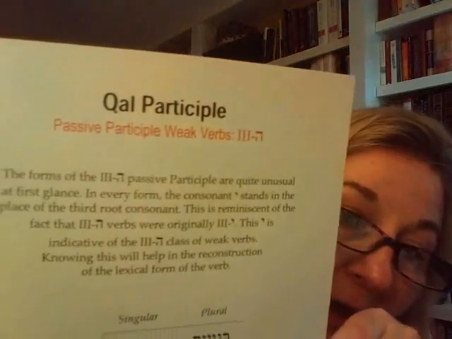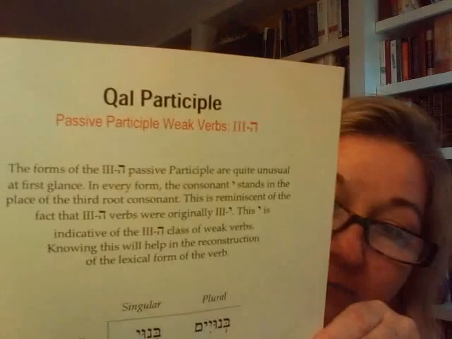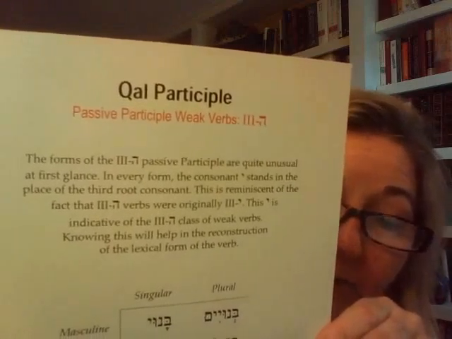Now, of course, there's always the exception. There's going to be the lamed-hey. And of course, the exception to any rule is most often going to be what occurs most frequently. So the lamed-hey is the most complicated form of all. The forms of the lamed-hey passive participle are quite unusual at first glance.